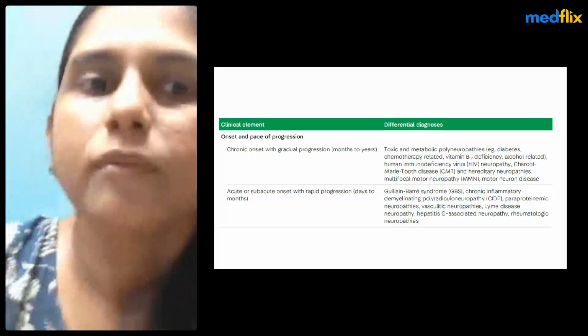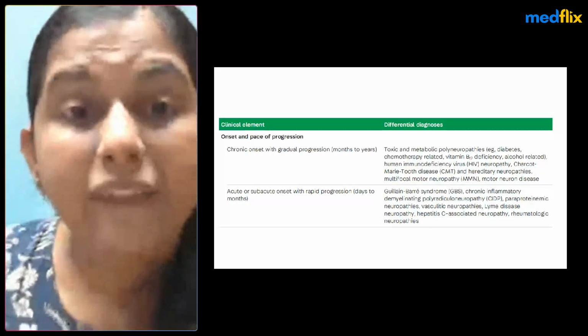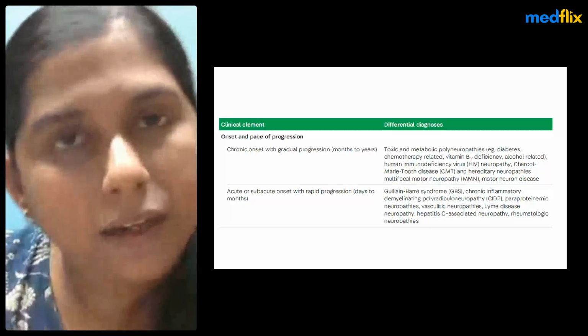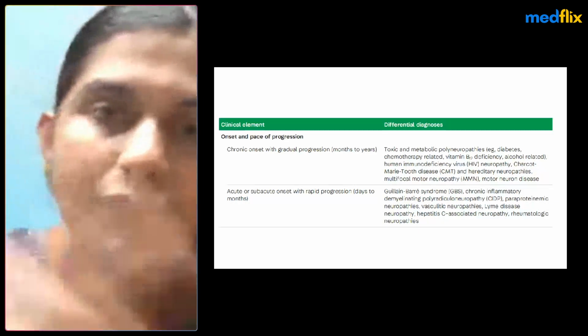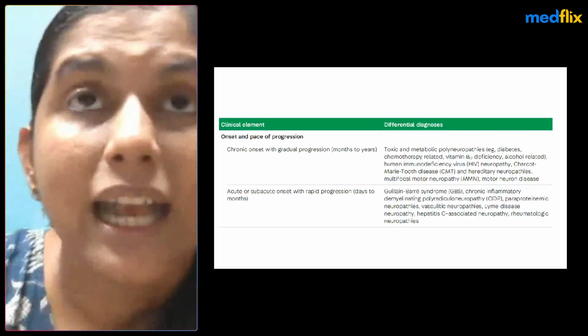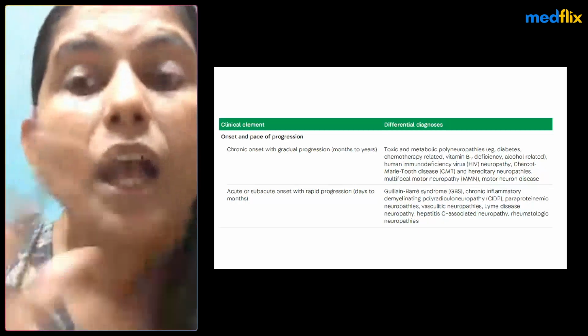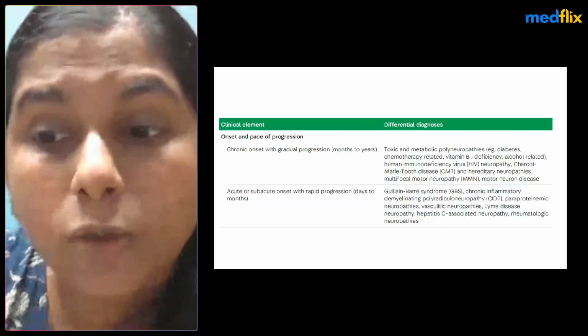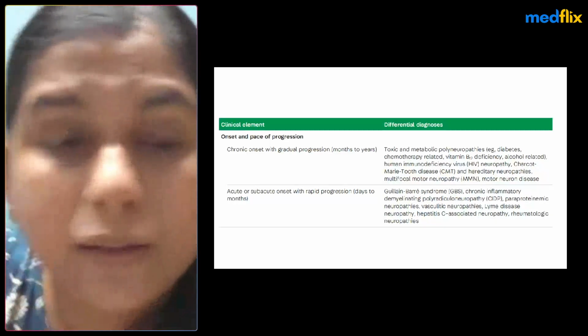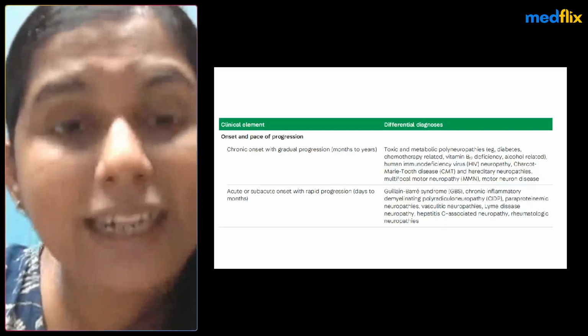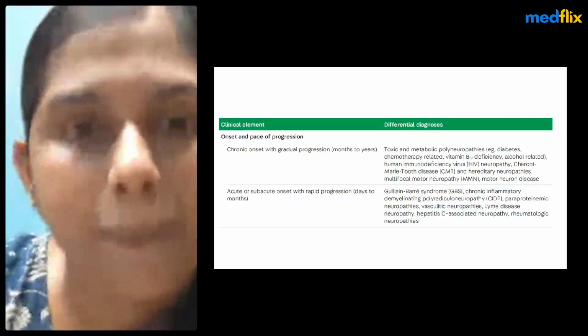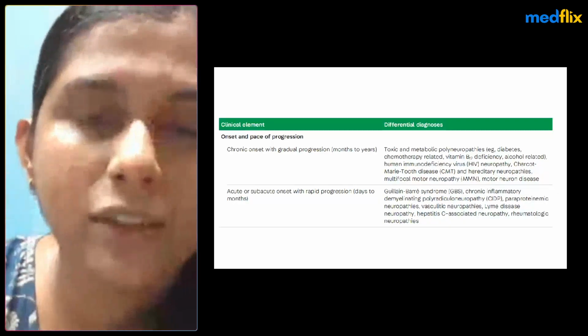symptoms. So, if we put everything together, and we talk about the patterns, we talk about the clinical element, we talk about the electrophysiological element, this is taken from Continuum, and I think this beautifully summarizes the whole thing. So, if we take it on onset and pace, here it is very simple. Is it chronic or is it acute?